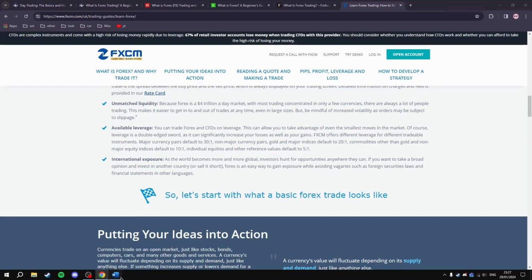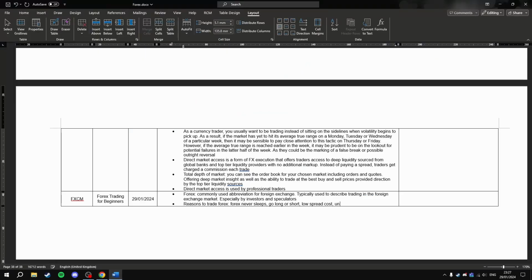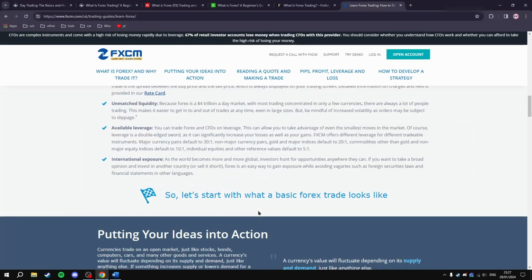Unmatched liquidity. Because Forex is a $4 trillion a day market, with most trading concentrated in only a few currencies, there are always a lot of people trading. This makes it easier to get in to and out of trades at any time, even in large sizes, but be mindful of increased volatility as orders may be subjected to slippage.